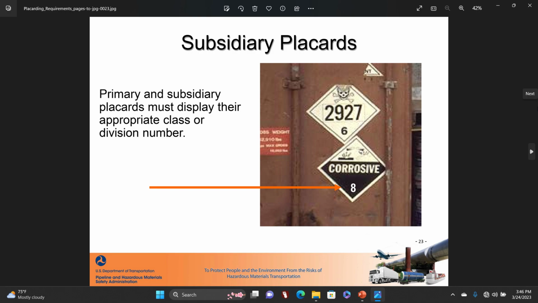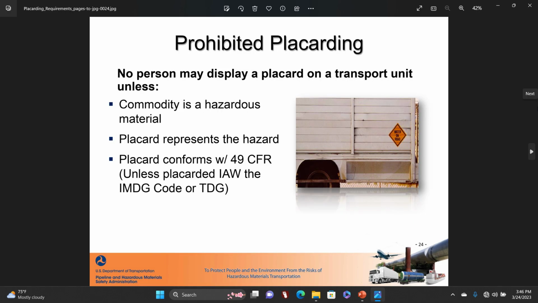What it's meaning is corrosive Class 8, non-inhalation Class 6. See the white skull? Class 6. You have to have the Class 6 and the Class 8, is what it's saying.